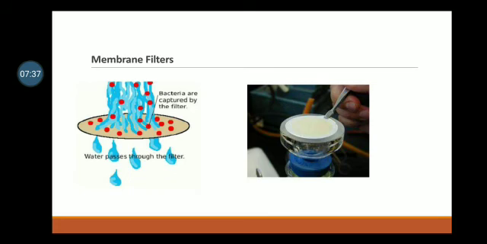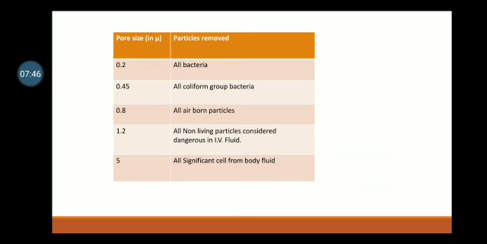This is the diagram of membrane filters. Bacteria are captured by the filter above and water passes through the filter. Pore size in micron, particles removed: 0.2. All bacteria can be removed: 0.45. All coliform group bacteria can be removed: 0.8 micron. All airborne particles can be removed: 1.2 micron. Non-living particles considered dangerous in IV fluid: 5 micron. All significant cells from body fluid.